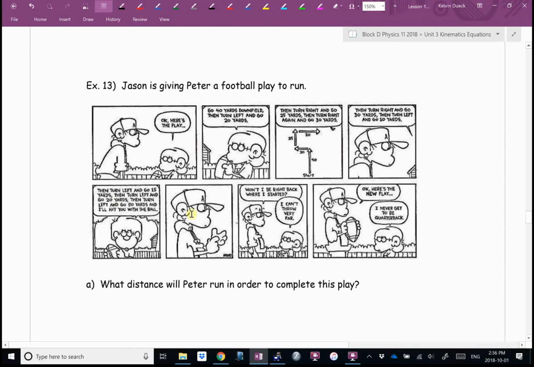Peter thinks about things for a while, and he says, won't I be right back where I started? Jason says, I can't throw very far. I have, on a sunny day, taken my kids into the backfield. We have run this play, and it is a displacement of 0. The physics here is correct. You do end up back where you started from.